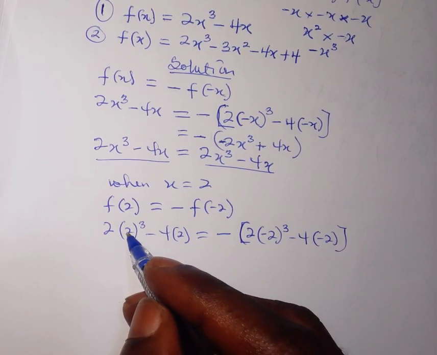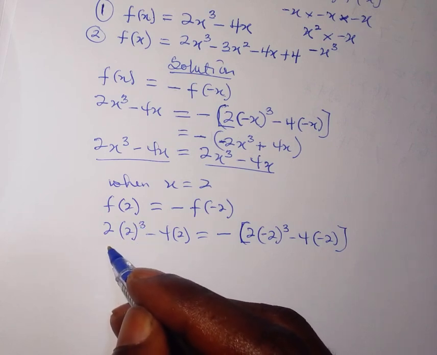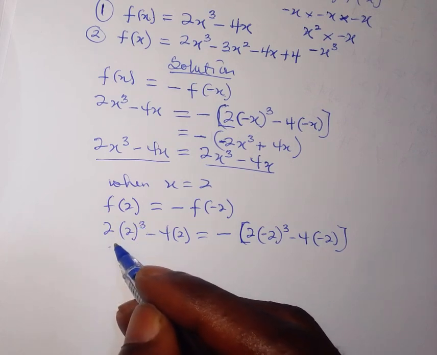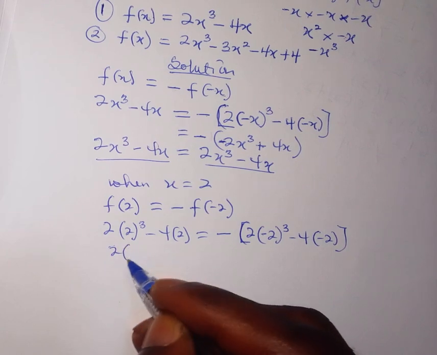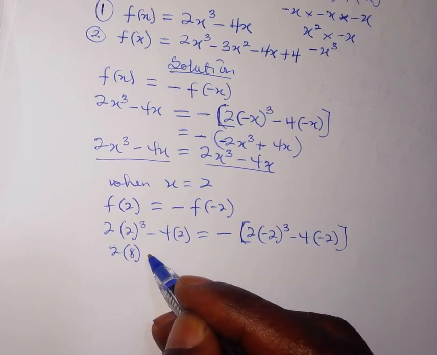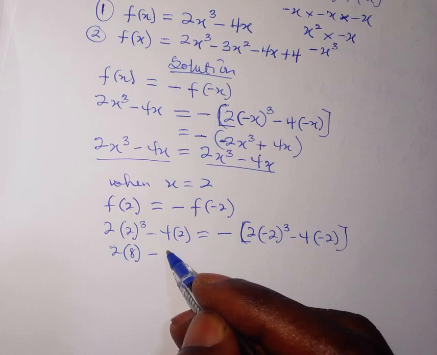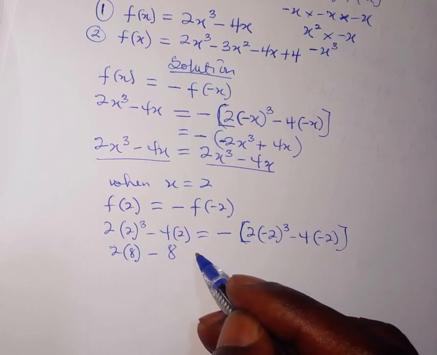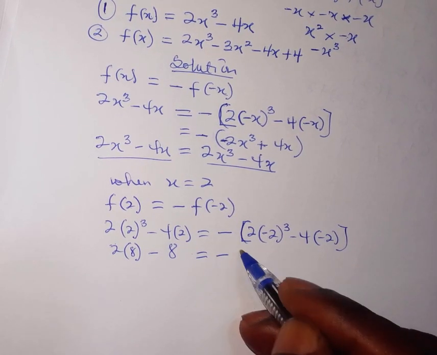So we know that 2 cubed gives me 8. So we have 2 here is 8. Let me put it here. Minus this times this gives me what? 8, which is equal to, let me bring my negative.